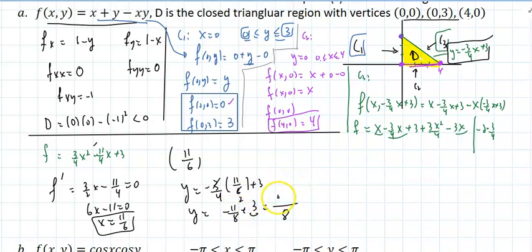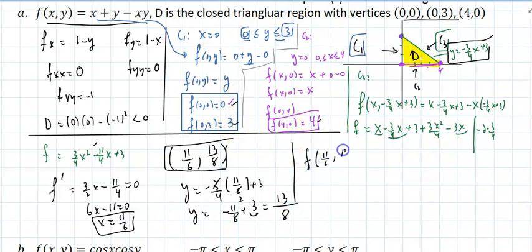24 minus 11 is 13. Hopefully I didn't make a mistake, and if I did, you understand the idea. So I have 1, 2, 3 values. I need to know what is f of 11 over 6, 13 over 8 equals. And there's y. That is 11 over 6 plus 13 over 8 minus the product of those. And that would be 11 over 6 plus 13 over 8 minus 13 times 11.